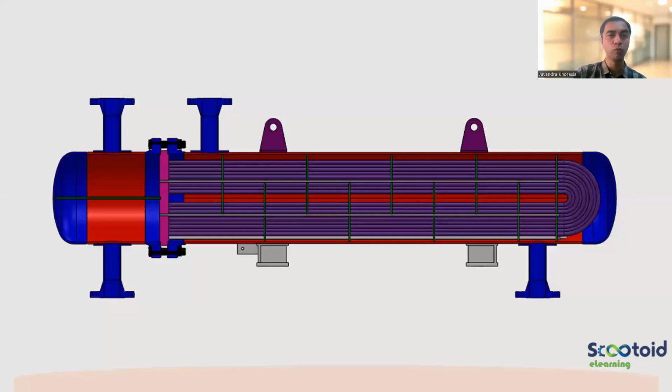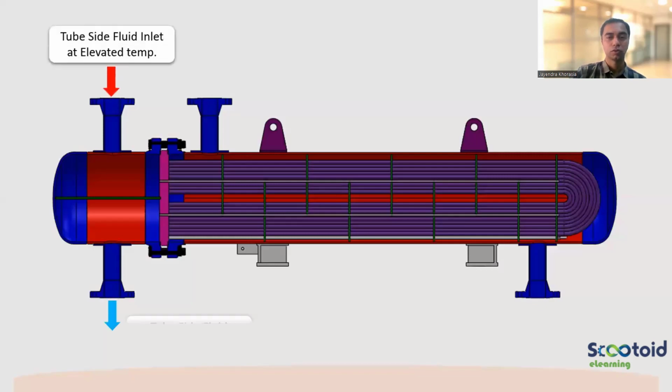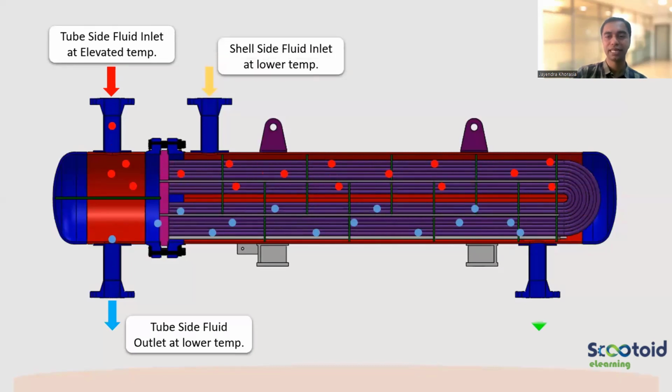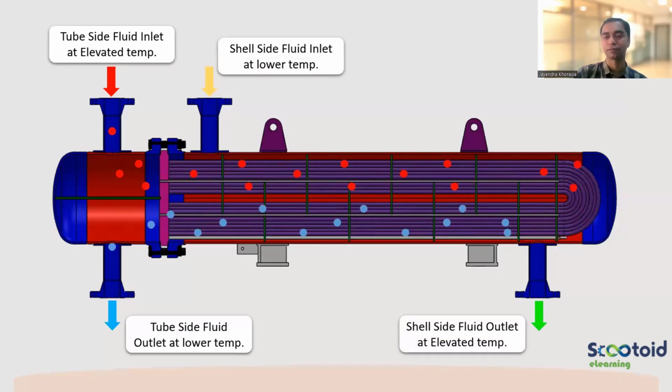Let's see how the fluid moves over here. You can see the fluid movement. Tube side fluid movement, and then shell side fluid movement. Simple. One tube sheet. No other tube sheet.